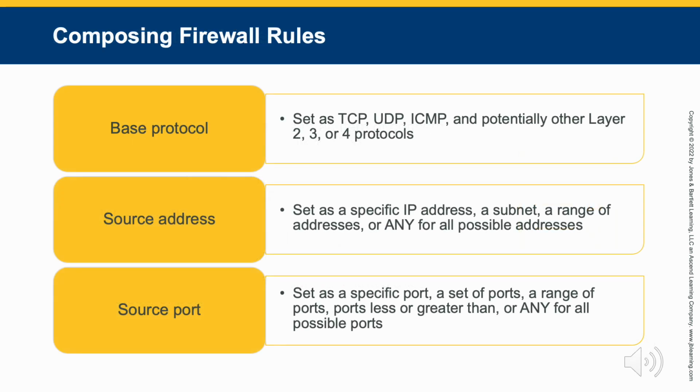Composing firewall rules. You have the base protocol set as either TCP, UDP, ICMP, and potentially other layer 2, 3, or 4 protocols. The source address is set as a specific IP address, a subnet, a range of addresses, or any of the possible addresses. Source port is set as a specific port, a set of ports, a range of ports, ports less or greater than, or any for all possible ports.